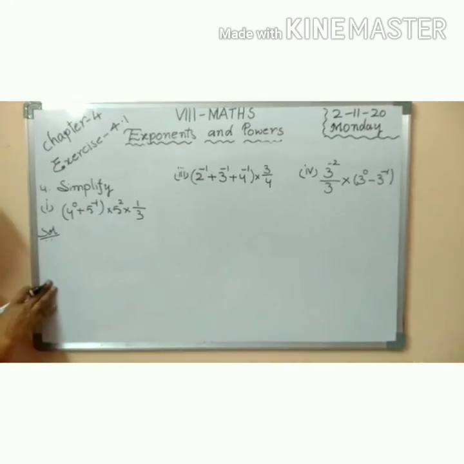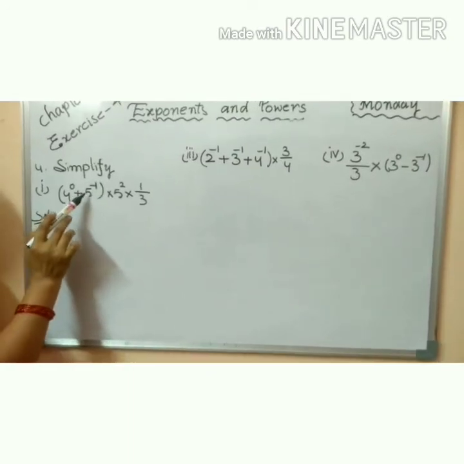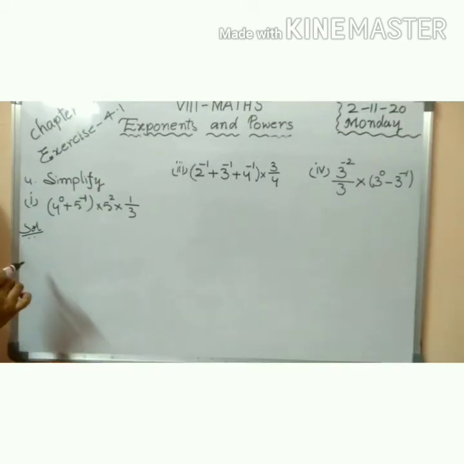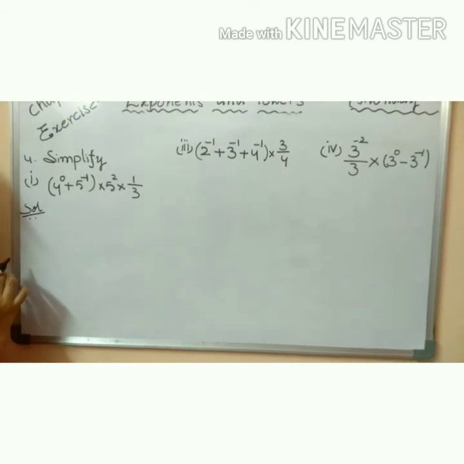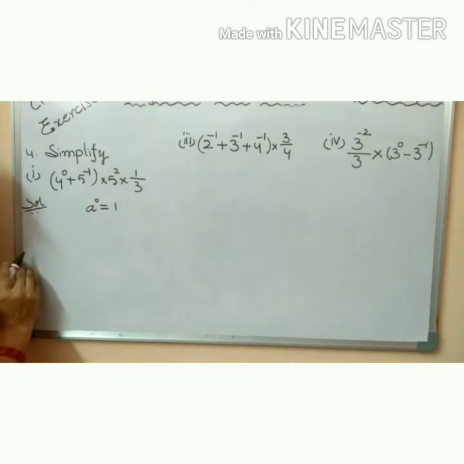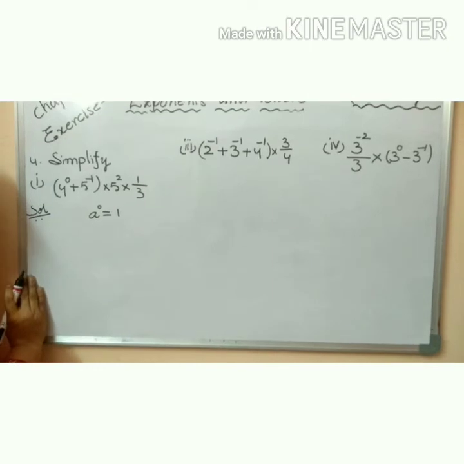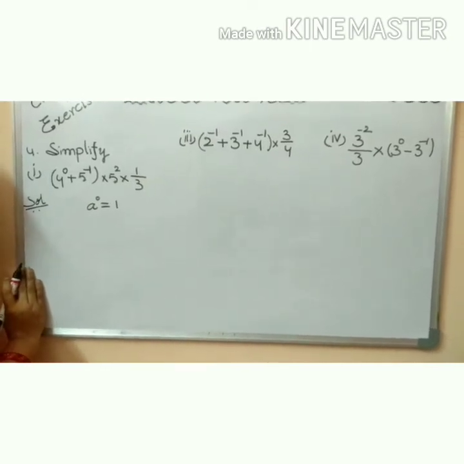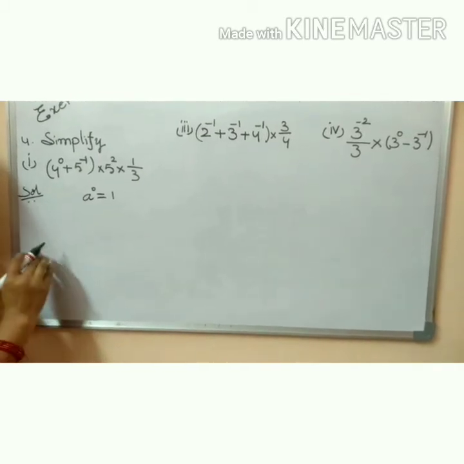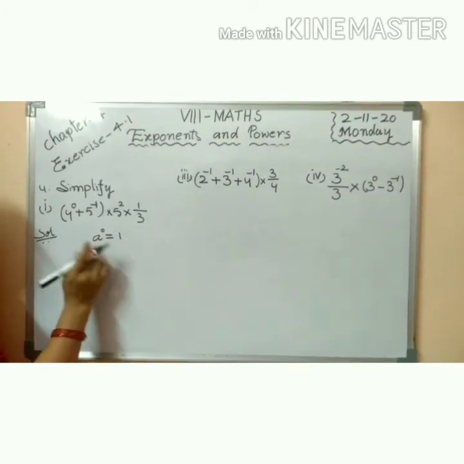Next, fourth Roman, first problem: 4 power 0 plus 5 power minus 1 into 5 square into 1 by 3. So already we explained in the laws of exponents that the value of a power 0 is equal to 1. You have to write any natural number with power 0, then the value is 1. Any base, even millions or billions, with power 0, then the value is 1. Okay, did you understand, children?